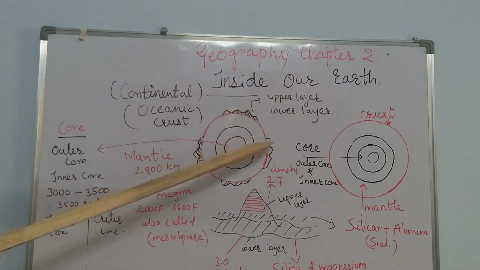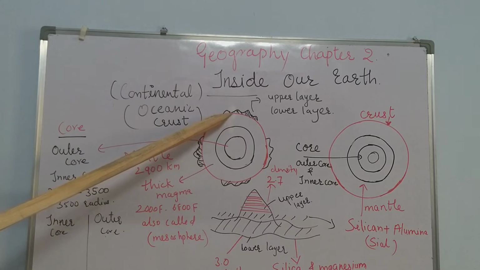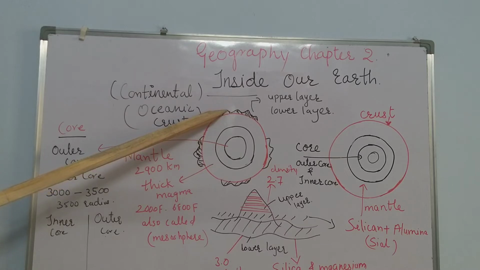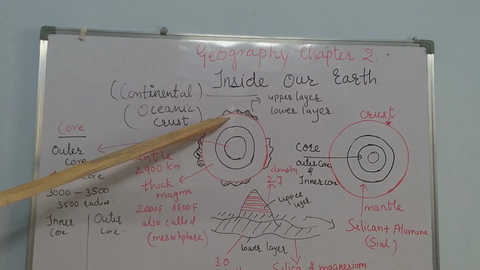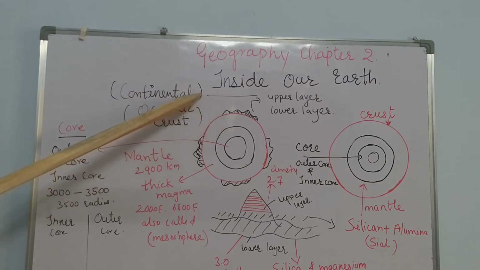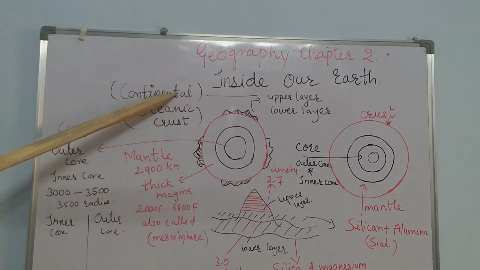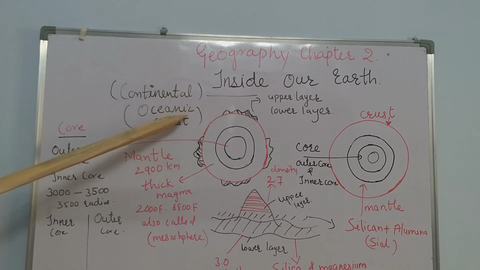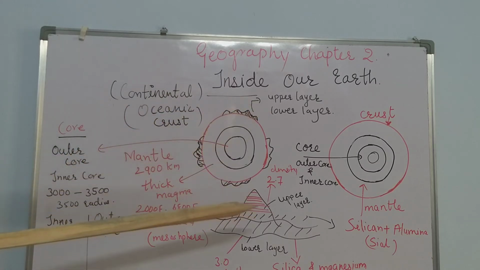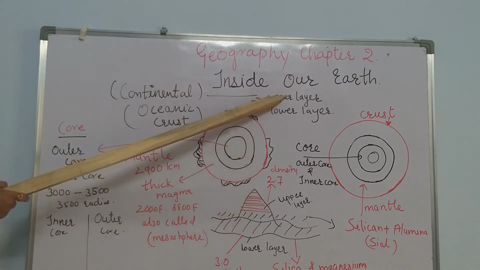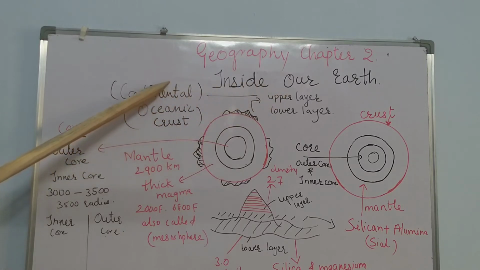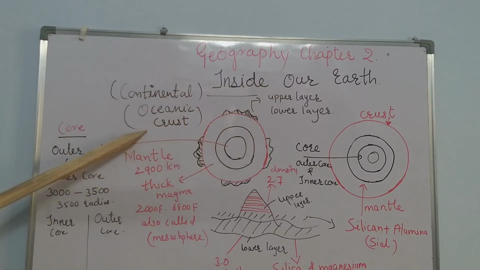What is the crust? The first one is the crust. When I am talking about the crust, there is an upper layer and a lower layer. Whatever you find on the land is nothing but the earth's crust, on which we are surviving. First is the continental crust, and second is the oceanic crust. What is the continental crust? The upper layer is called continental, whereas the lower layer is called oceanic crust.